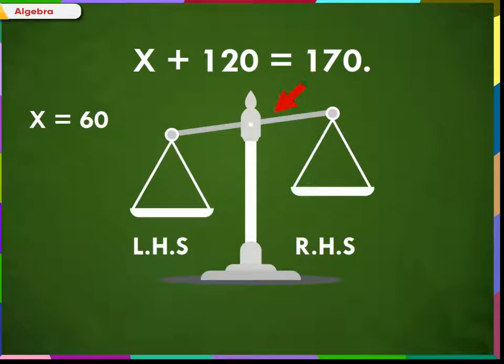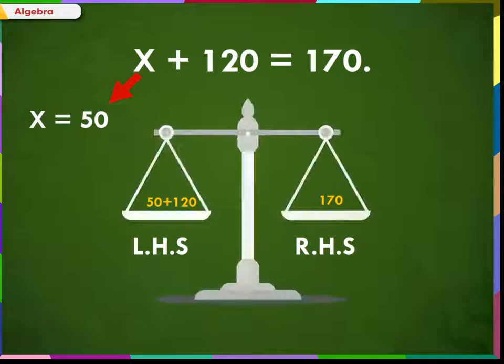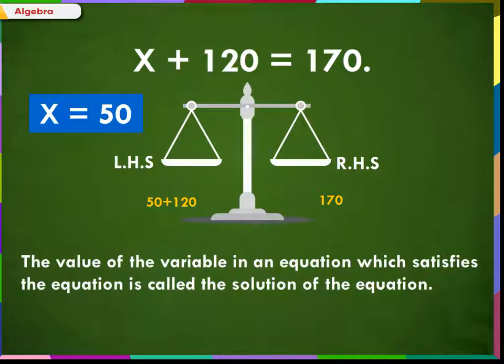If we put 60 in place of x, we see that the left side of the equation becomes greater and thus it does not balance the equation. If we put x equal to 50, we see that now the equation is balanced. Since the value 50 satisfies the equation to be in balance, therefore x is equal to 50 is the solution of the equation. The value of the variable in an equation which satisfies the equation is called the solution of the equation.